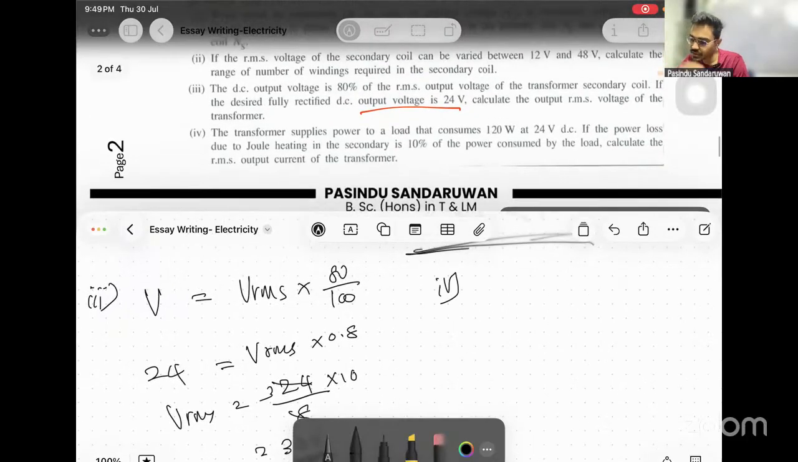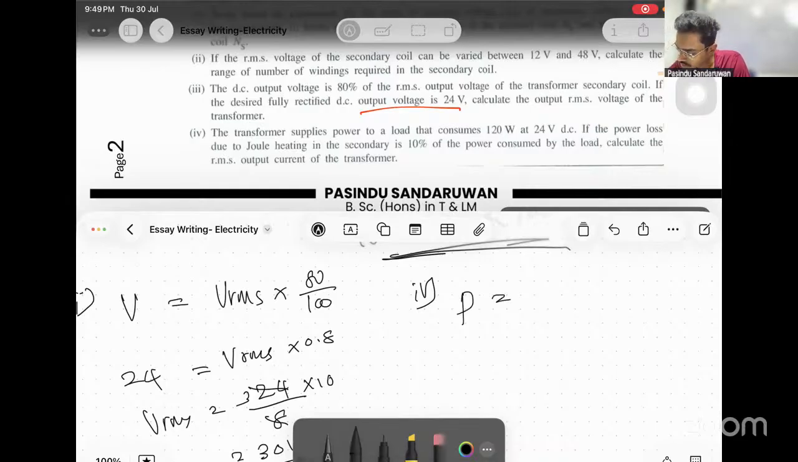Question 4. The transformer supplies power to a load that consumes 120 watts at 24 V DC. If the power loss due to Joule heating in the secondary is 10%, okay, there's a heat loss, a power loss of the power consumed by the load, calculate the RMS output current of the transformer. Right? RMS output current.